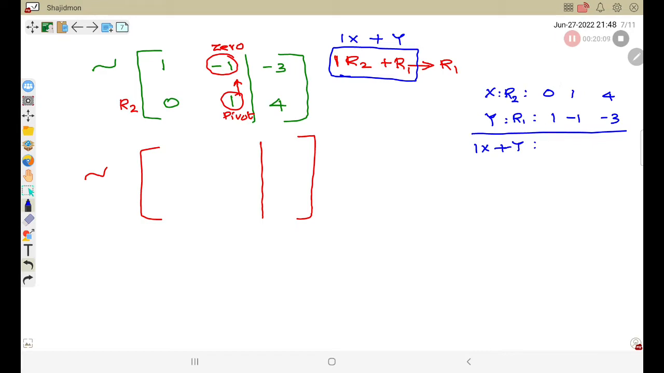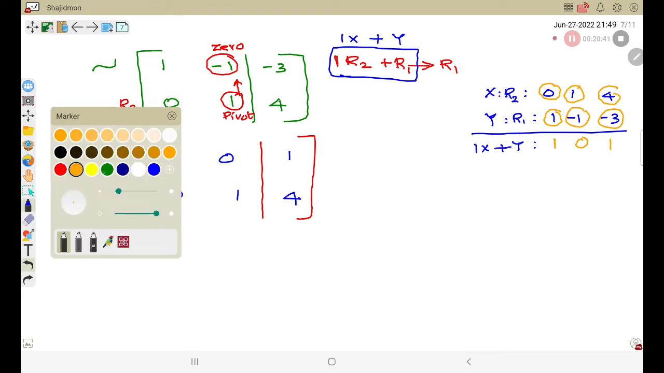You can press the calc button if you are using a calculator. Calc, x number 0, y number 1. You will get 1. Then calc 1 and minus 1. You will get 0. Then calc 4 and minus 3. Correct? You will get 1. So we can write here the answer. First row becomes 1, 0, 1. Second row same, 0, 1 and 4.